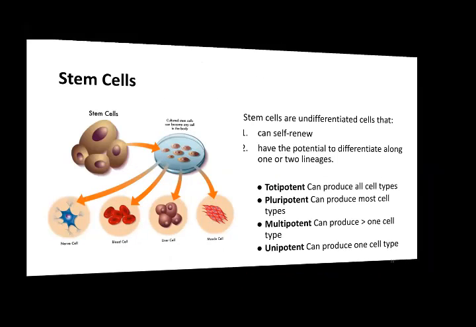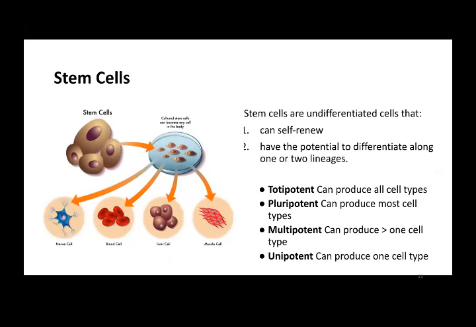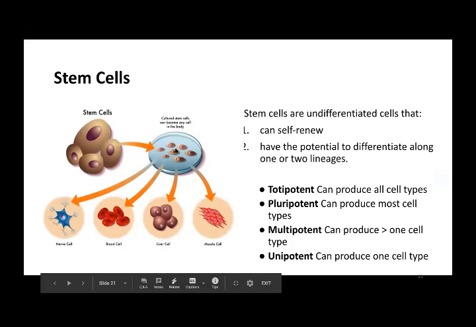Stem cells. What are stem cells? They are undifferentiated cells that have the capability of self-renewal and have the potential to differentiate along one or two lineages. Over here, like we see stem cells in this diagram. Cultured stem cells can become any cell in the body, so they have the ability to produce nerve cells, blood cells, liver cells, even muscle cells. And they can self-renew themselves as well.